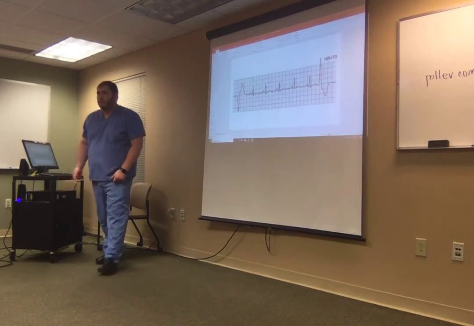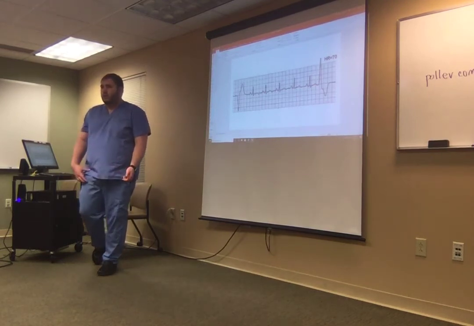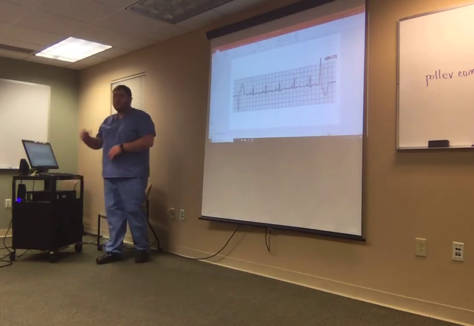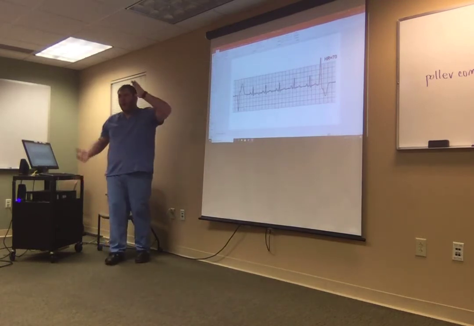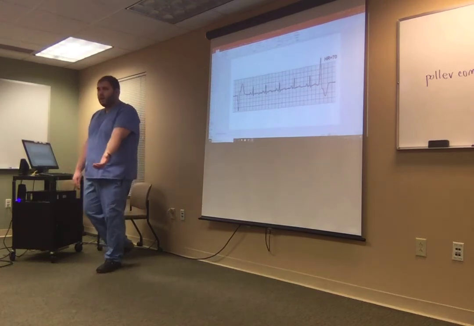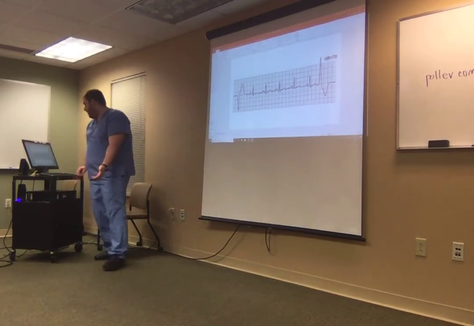So what does that mean? They're multifocal. More than one area of the heart? Yeah, so you know they're coming from different spots in the heart. Why are they wide? Ventricular. They're ventricular, right? So you know that they're coming from the ventricles, hence the name PVCs.